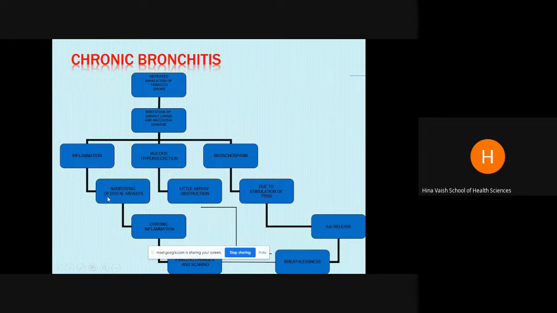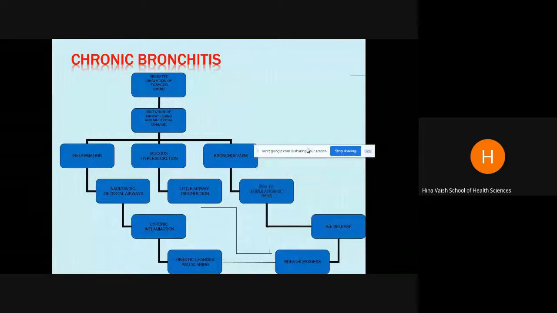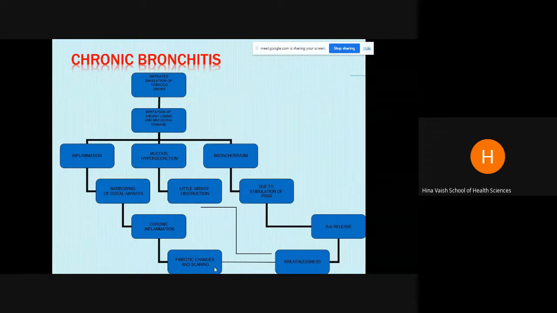Inflammatory changes will lead to inflammation of the bronchioles and airways. There is excessive mucus production, so the airways will have some obstruction because of the mucus. Then the patency is reduced. The inner area is reduced, so obstruction will start developing. And because of inflammation as well, there will be narrowing of the distal airways. So this will lead to chronic inflammation, and this chronic inflammation will lead to fibrotic changes and scarring, and all this will ultimately lead to breathlessness.